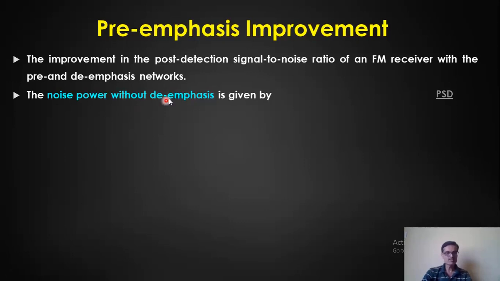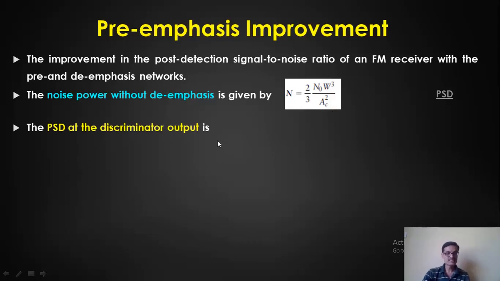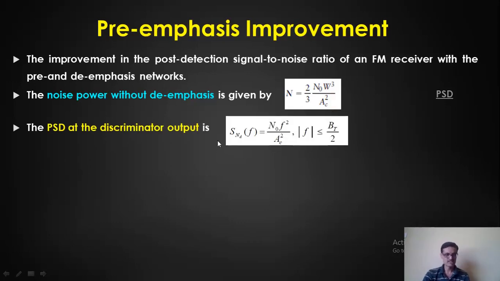I have shown it. The noise power without the de-emphasis circuit is given by this particular formula, which we derived in my last video. So N is equal to the noise power, 2 by 3 N naught W cubed by Ac square. Now the noise PSD at the discriminator output is given by this formula. Again, I have used this formula in this video also. SND of f is equal to N naught f square by Ac square within the transmission bandwidth of the signal. Now, if I use the pre-emphasis circuit and the corresponding de-emphasis in the receiver, what will be the PSD?